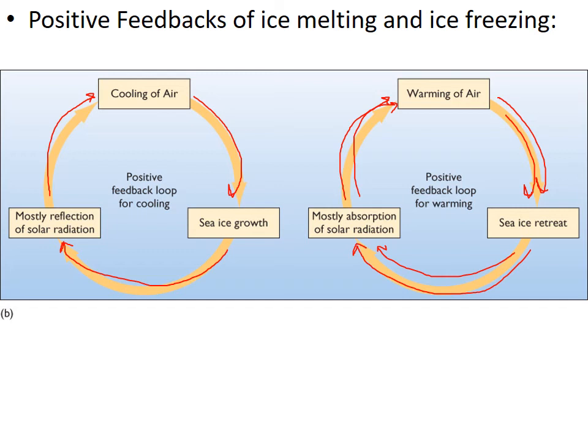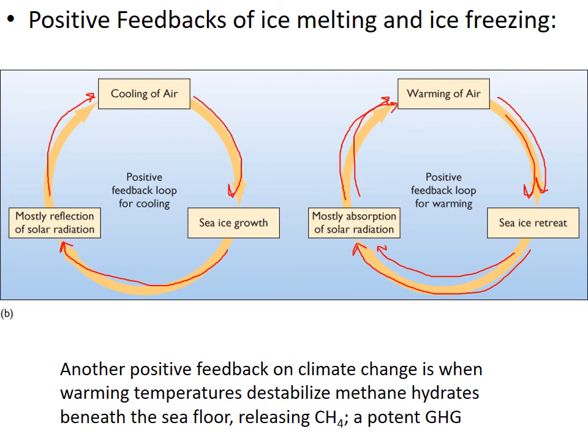There's another major positive feedback in the ocean environment that we talked about earlier in the course, and I'll put that one up on the slide here too. That other positive feedback is when warming temperatures in the deep sea destabilize methane hydrate deposits beneath the sea floor, releasing methane gas, which is a potent greenhouse gas. So with that methane from the seafloor being released into the atmosphere, that would contribute to warming the atmosphere, which would in turn warm the deep ocean, which would in turn release more methane, and again you have another one of these positive feedback cycles.